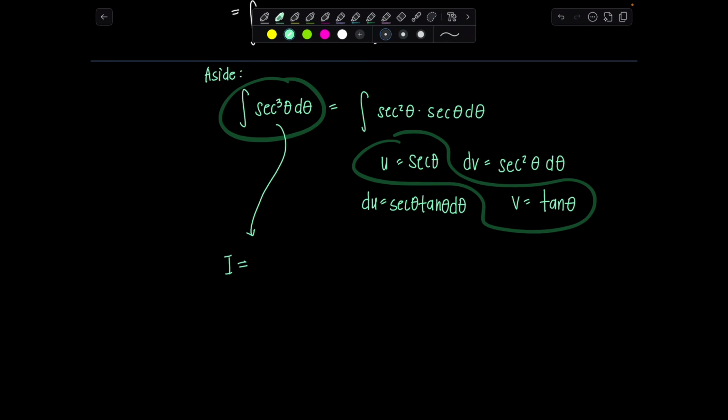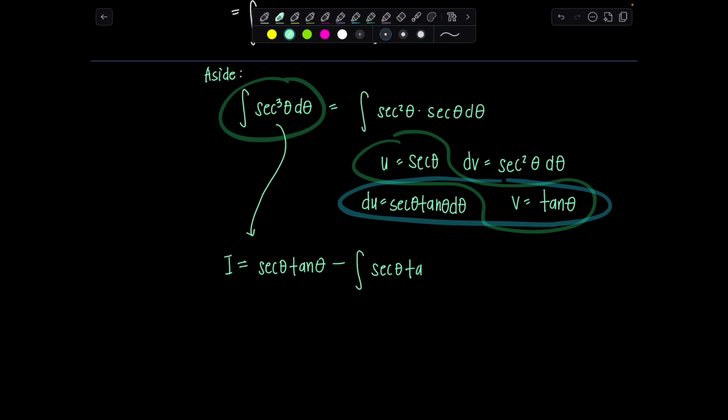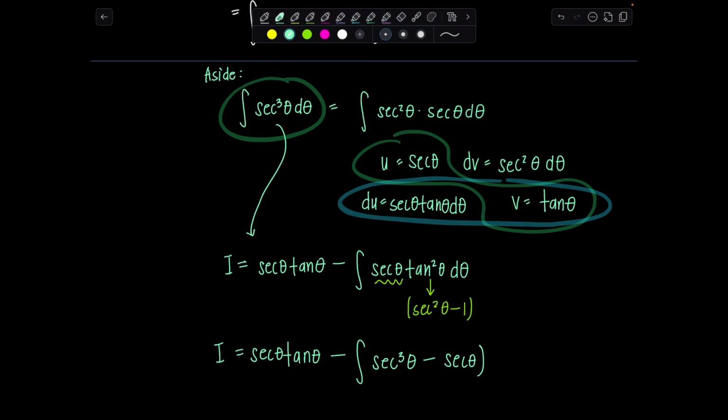So u times v, secant theta tan theta, minus integral v du, which is secant theta tan squared theta d theta. To get the boomerang to come back, don't do by parts again. You're going to use a trig identity. Replace this with secant squared theta minus 1, and then just distribute this secant through to it, okay? So then we have I equals secant theta tan theta minus integral secant cubed theta minus secant theta d theta.